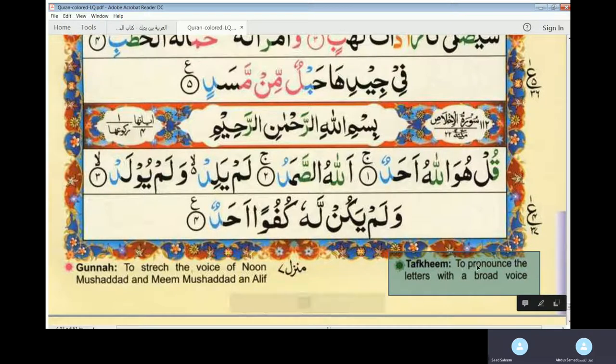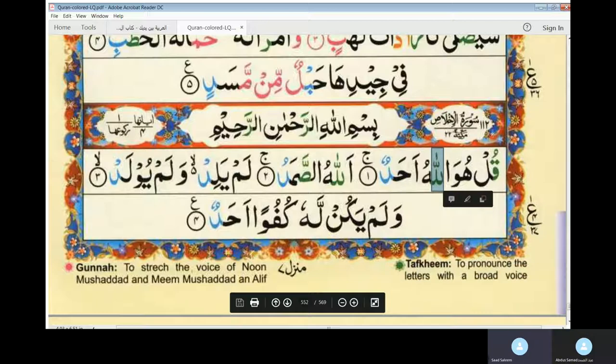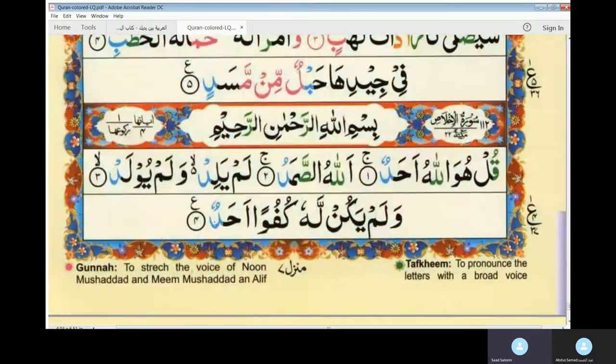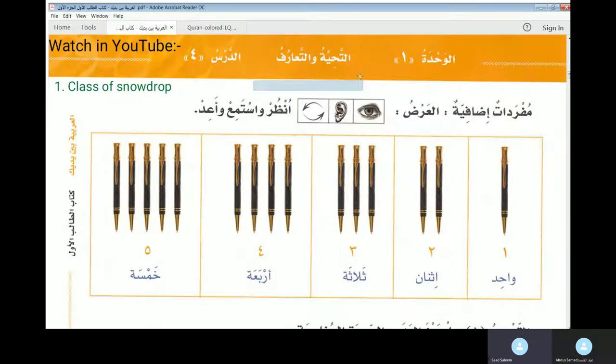Tafkim, to pronounce the letters with a broad voice. Did you understand? Is that to emphasize it or to say it loud when they say broad voice? Broad means heavy voice. Okay. For example, I say kul. Kul huwallahu ahad. This is short voice. Here, I should read like this: Kul huwallahu ahad. Heavy voice. The green color letter should be read with a heavy voice. Okay, now read the surah again without looking at the Quran.